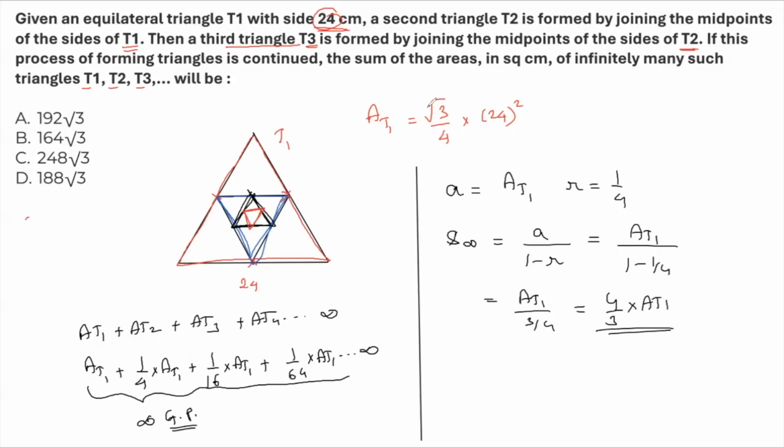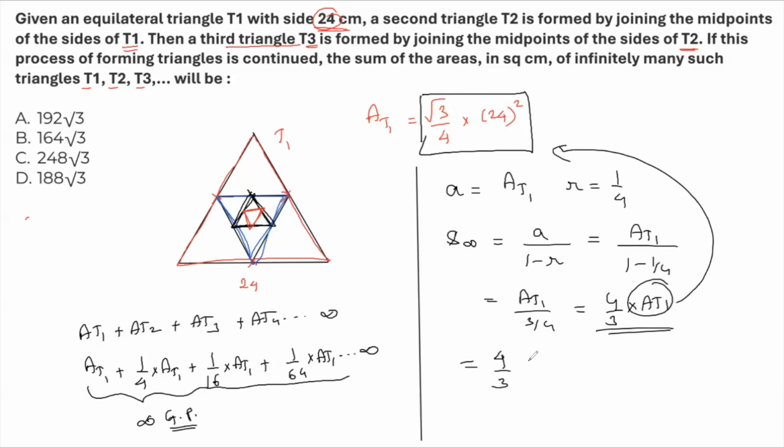That's it. And area of triangle T1 I have found already, root 3 upon 4 into 24 square. So the final answer here is 4/3 times area of triangle T1. So 4/3 times root 3 upon 4 into 24 square. So 4 and 4 will get cancelled out. This will be 576 upon 3, 192 root 3. And this is very clearly option A.